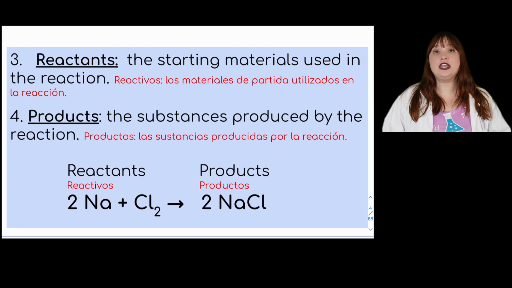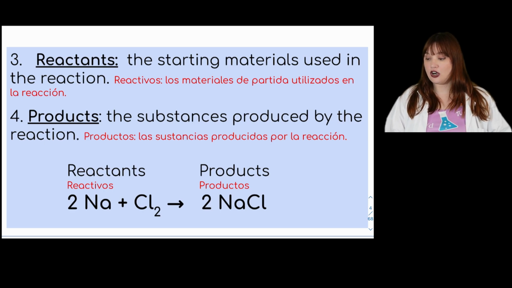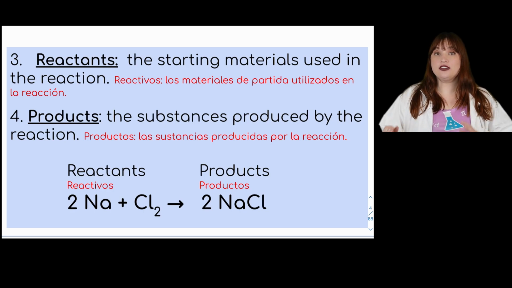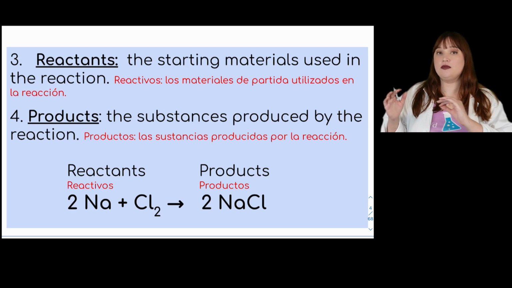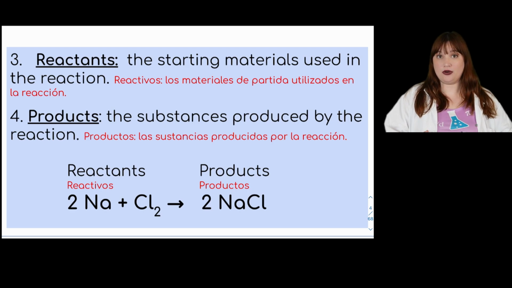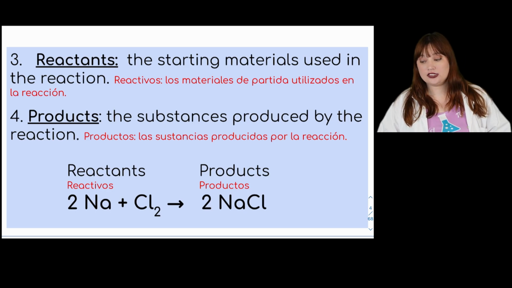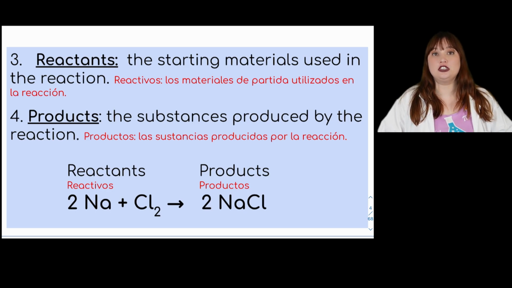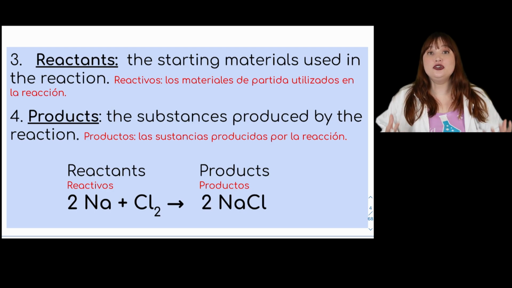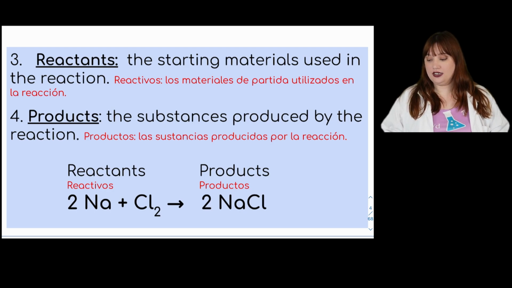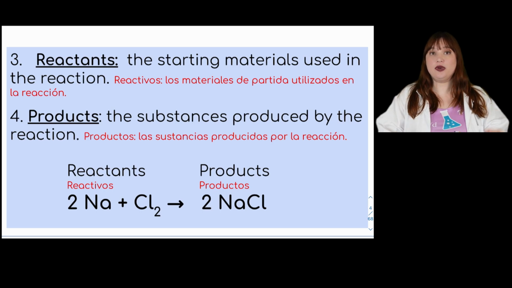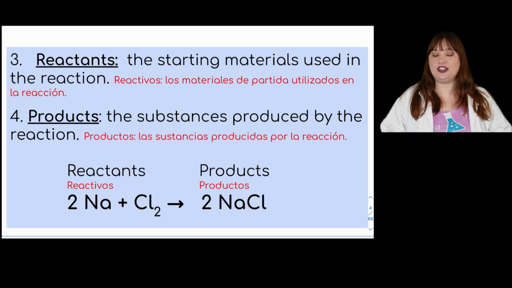There are 2 main parts to chemical reactions: the reactants, the starting materials used in the reaction. Those are on the left-hand side of the chemical equation. They're everything that's before the arrow. The products are the substances produced by the reaction. That's the new stuff that was created. So in any chemical equation, the products are on the right-hand side. They come after the arrow.